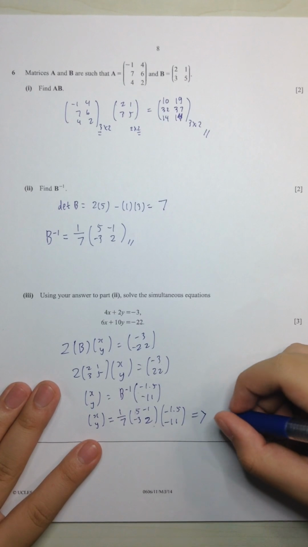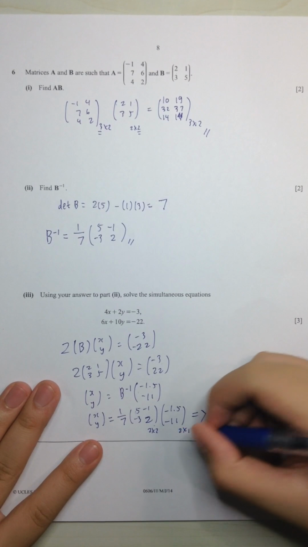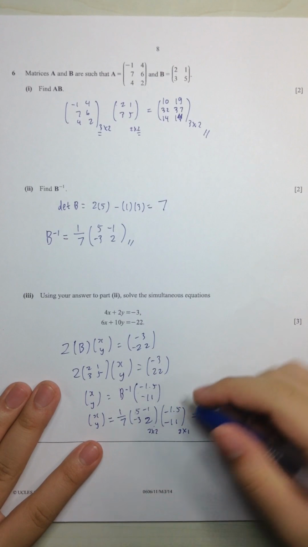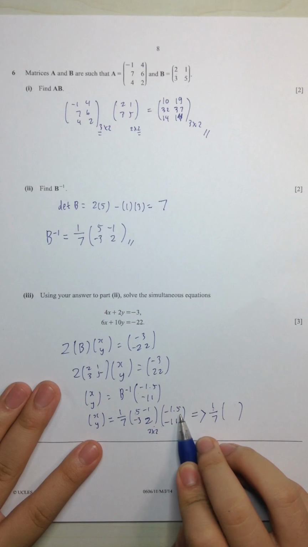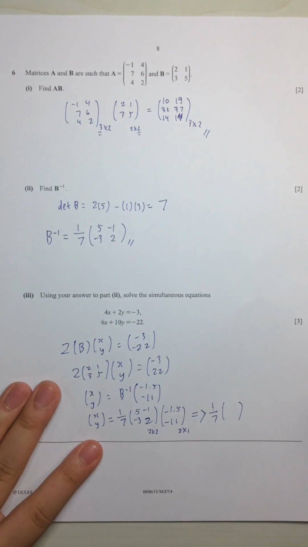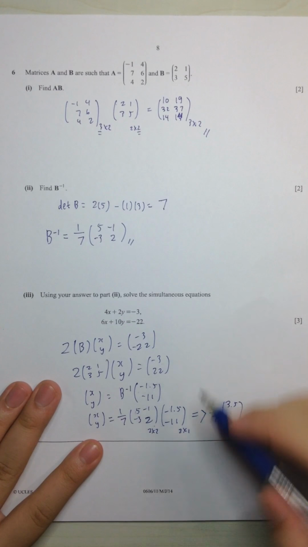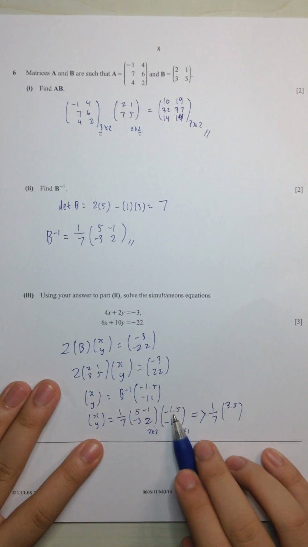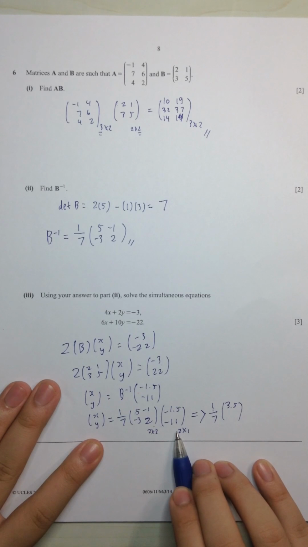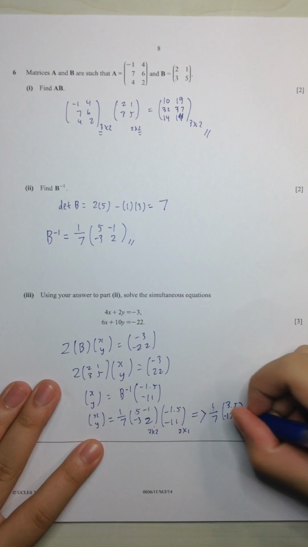This will result in, since this is a 2 by 2 and this is a 2 by 1, a 2 by 1 matrix. So it's 5 times -1.5 is -7.5, minus 1 times -11 is plus 11. Add them together become 3.5, and -3 times -1.5 is 4.5. 2 times -11 is -22, and we add them together becomes -17.5.